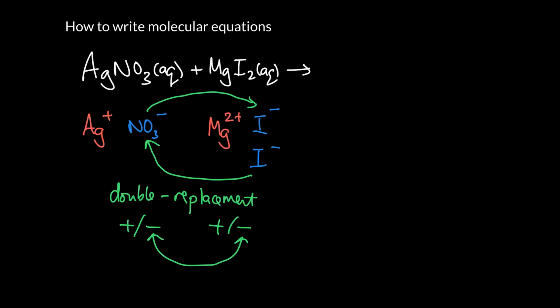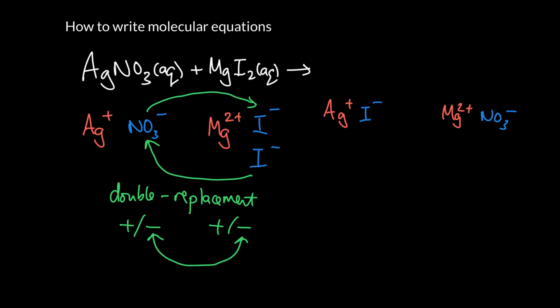So now on the other side, here's what I like to do. I write the ions underneath. So there's my silver and my magnesium. They haven't traded, but the iodide is now where the nitrate used to be, and the nitrate is where the iodide used to be. So those are our traded products here.